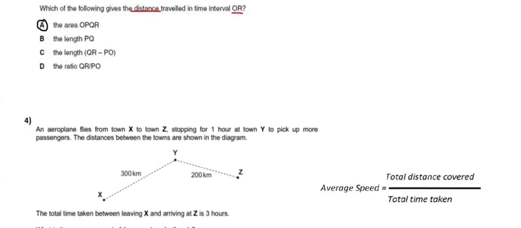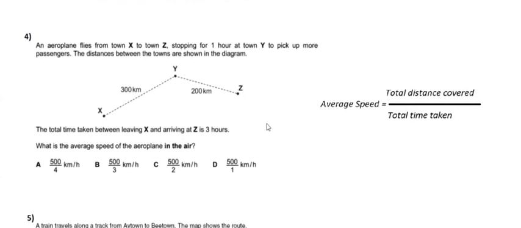Now we will see question number 4 over here. An aeroplane flies from town X to town Z, stopping for 1 hour at town Y. Okay, at this town Y it is stopping for 1 hour to pick up more passengers. The distances between the towns are given in the diagram. The total time taken between leaving X and arriving at Z is 3 hours. What is the average speed of the aeroplane in the air?